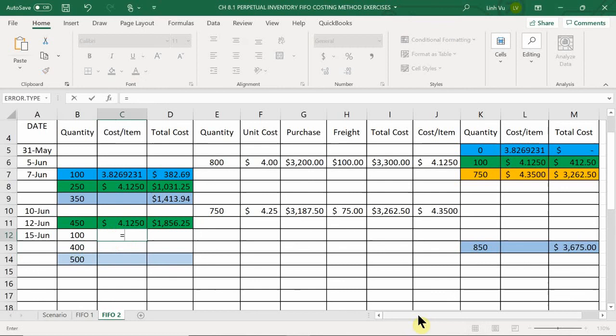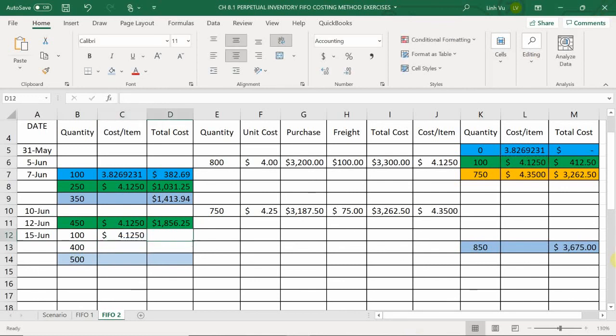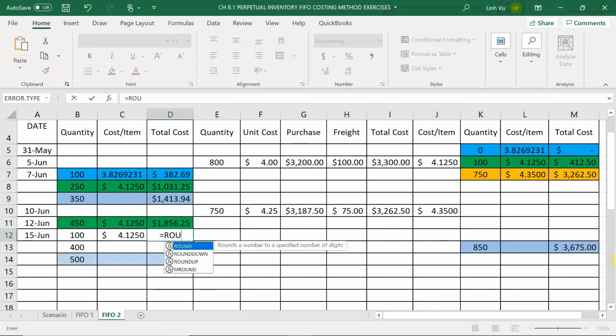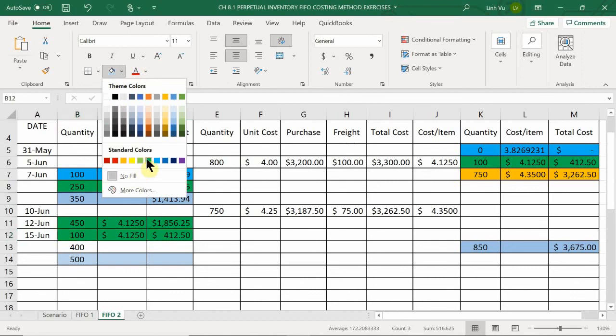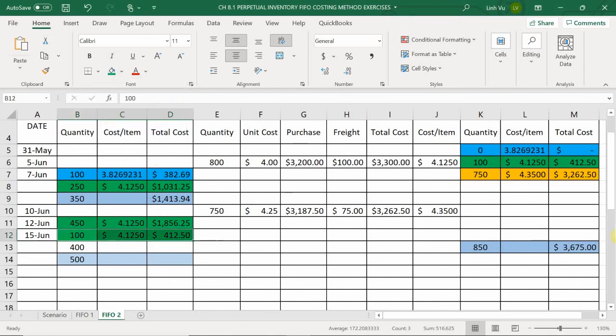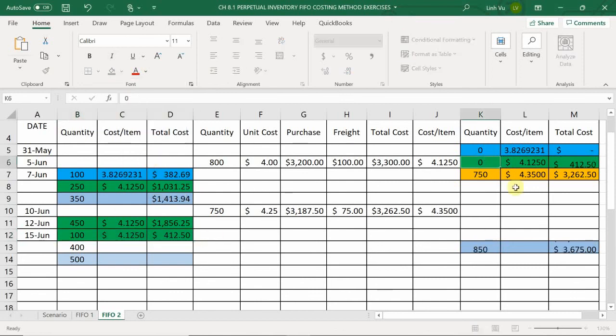So if I know that my 100 is going to be for my $4.12, that should give me $412.50. Okay? And of course, this is my green batch. So therefore, I'm going to eliminate this right off my inventory on hand.